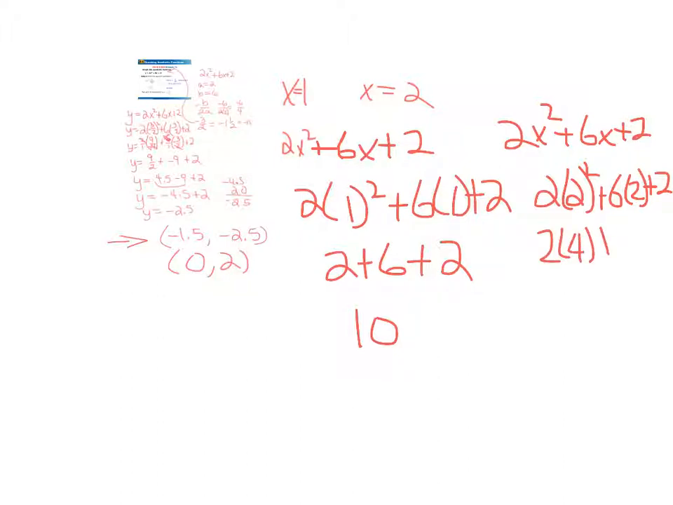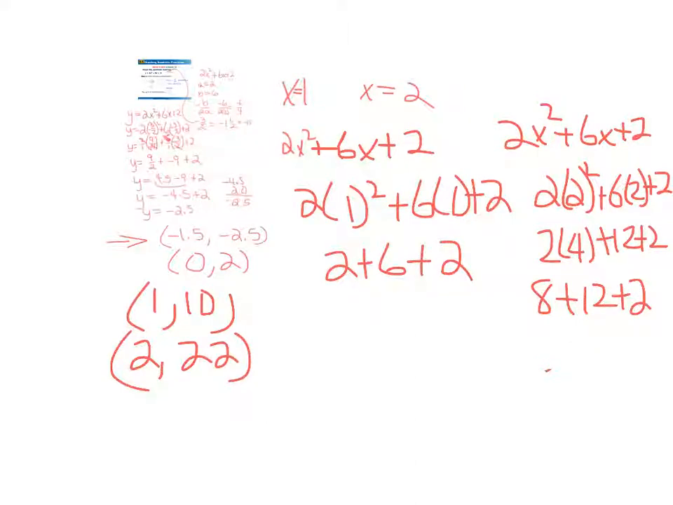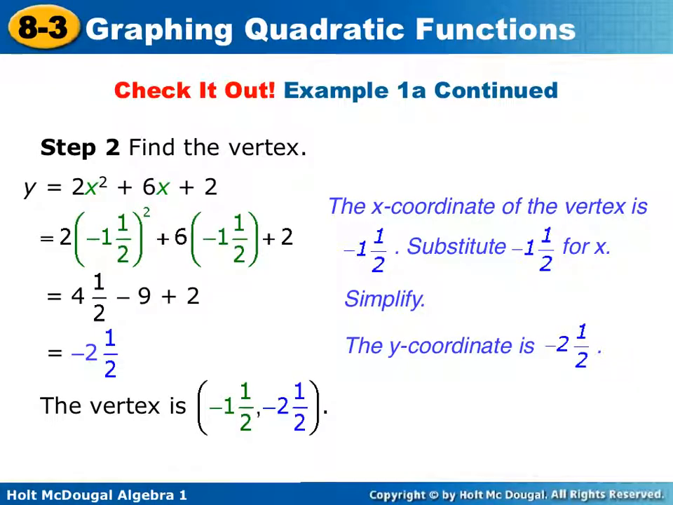Exponent first. Now multiply, and I get 22. So now my 2 ordered pairs that I'm adding to my list here are 1, 10 and 2, 22. So now I have 4 points. I'm going to graph those 4 points and then find the ones on the other side to make it look like a mirrored image. So let's try that.